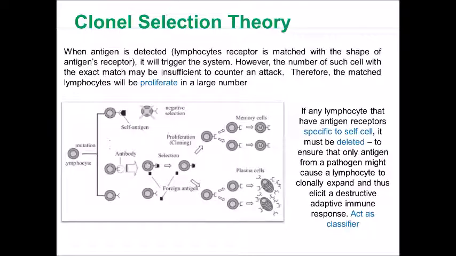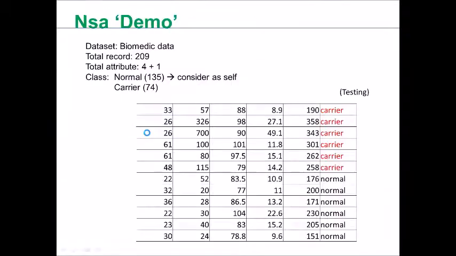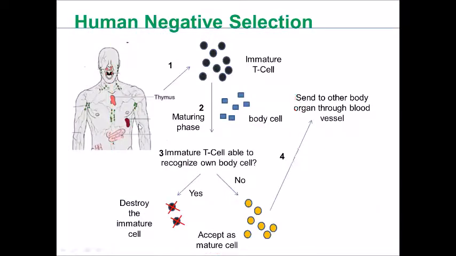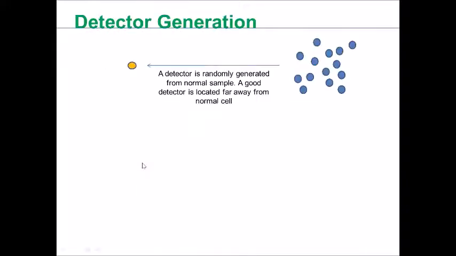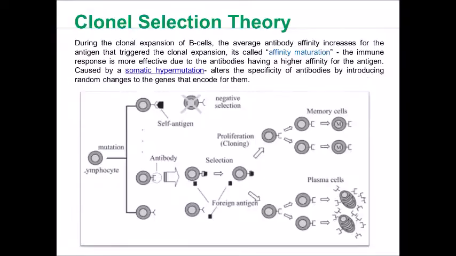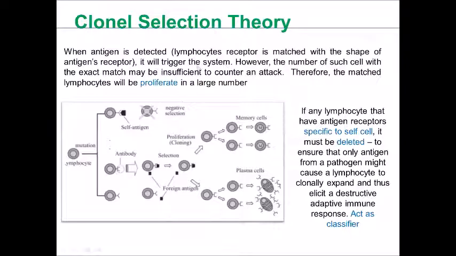The background of the artificial clonal selection theory is also based on the matching between self cells and non-self cells, to discriminate between both. Based on the clonal selection theory, when an antigen is detected by a lymphocyte cell, the B cell and T cell are matched with the shape of the antigen receptor. I hope you remember this diagram. They use the same concept. It will trigger the system.